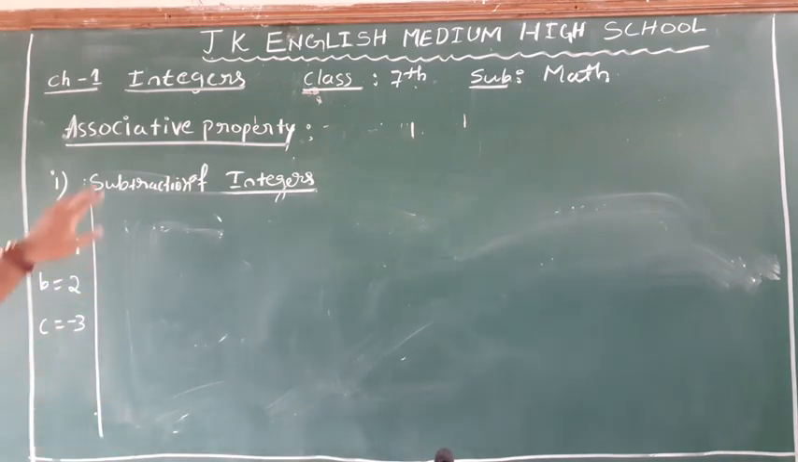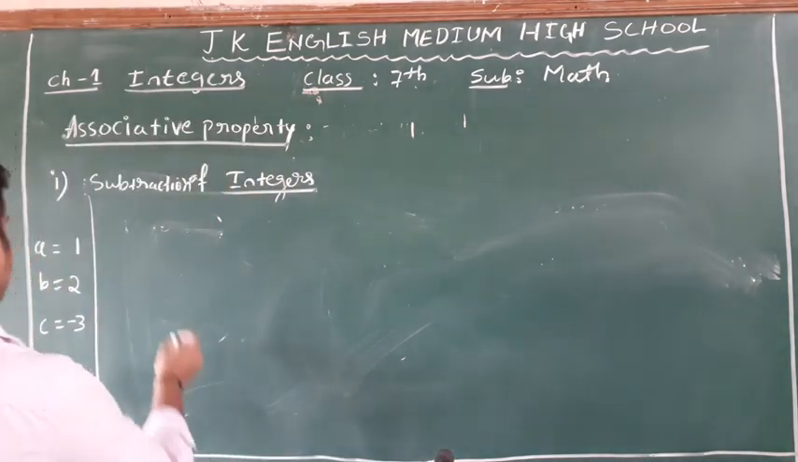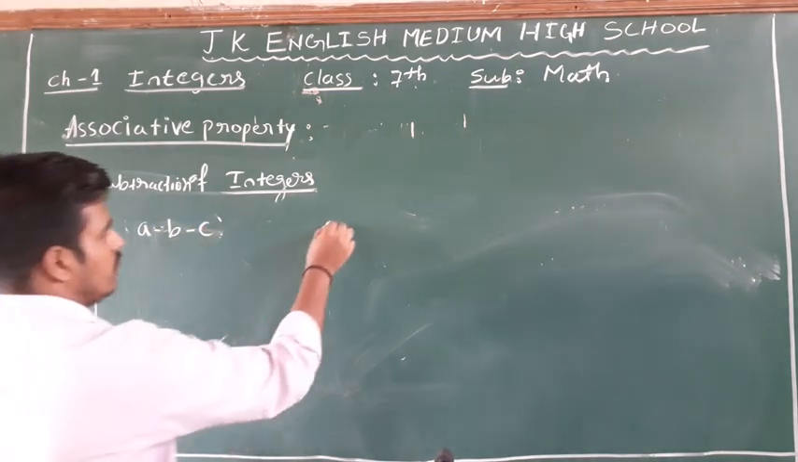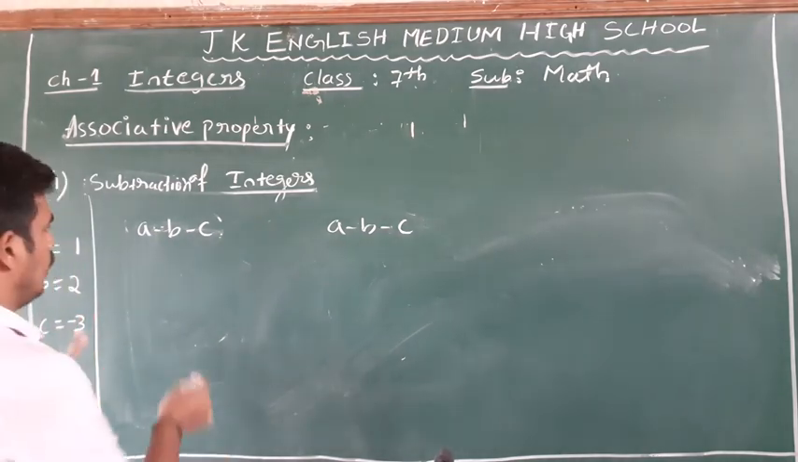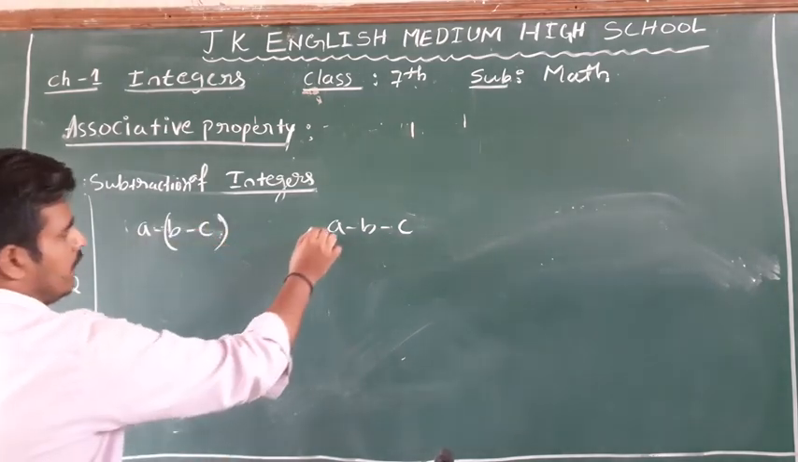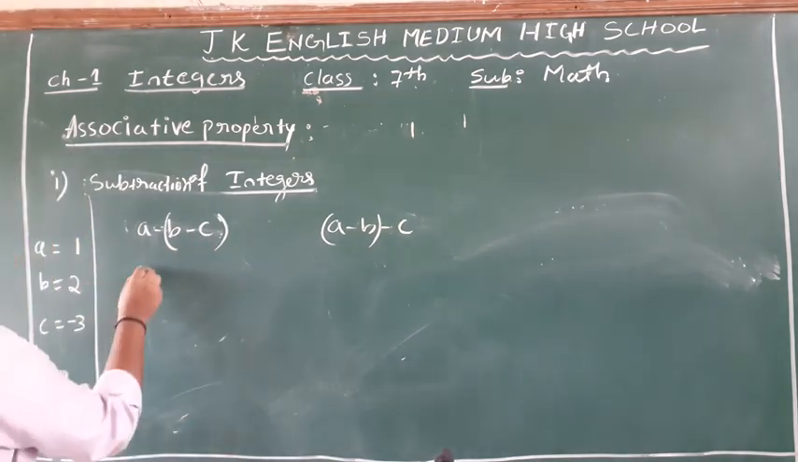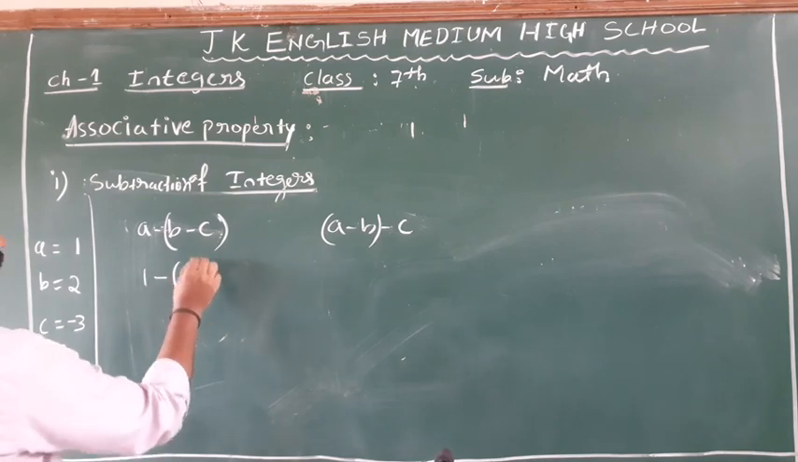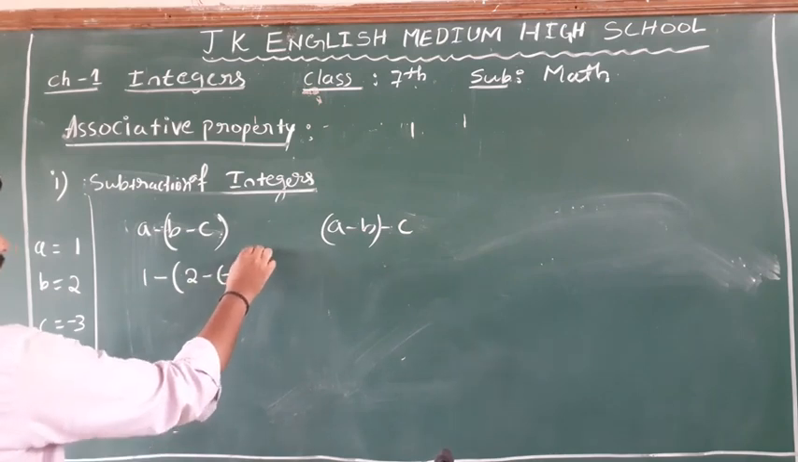Subtraction of integers. In the associative property, we will check whether subtraction of integers is associative or not. So (a − b) − c must be equal to a − (b − c) by making different groups. Here we will make b and c one group, here we will make a and b one group. Substitute a as 1, b as 2, this minus as it is, and this is a minus now, therefore keep it in a small bracket.